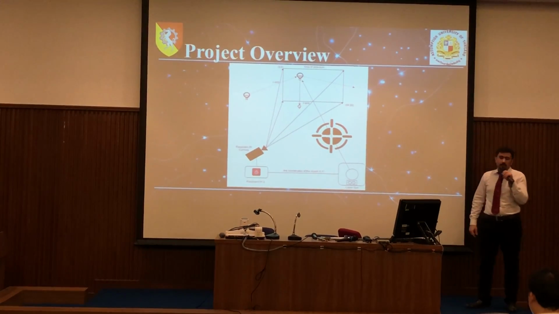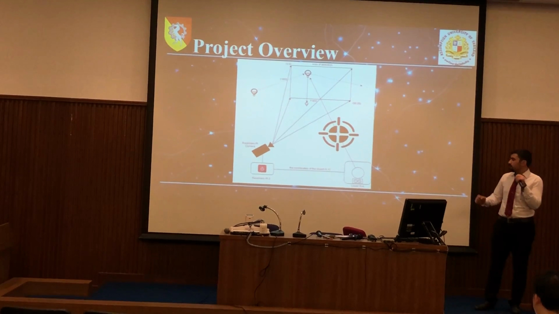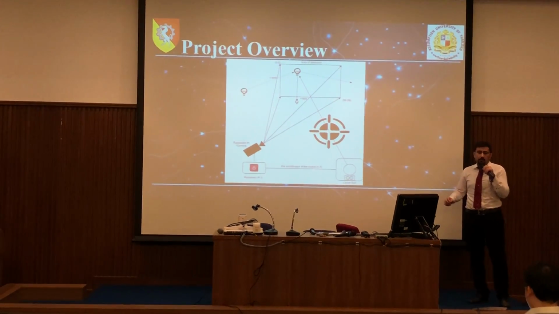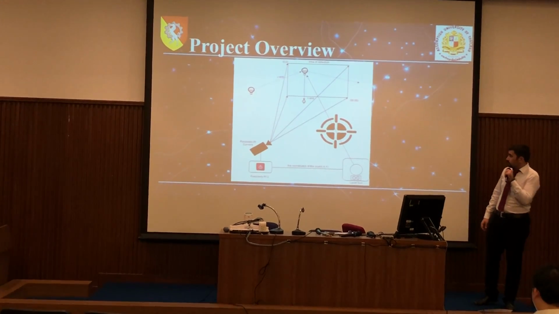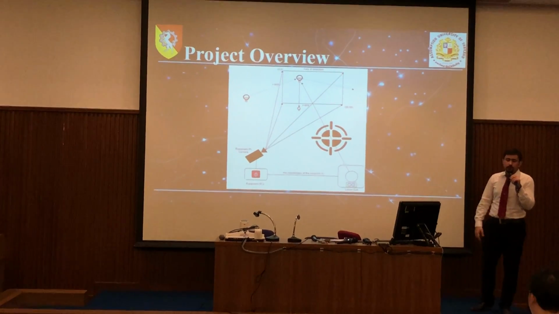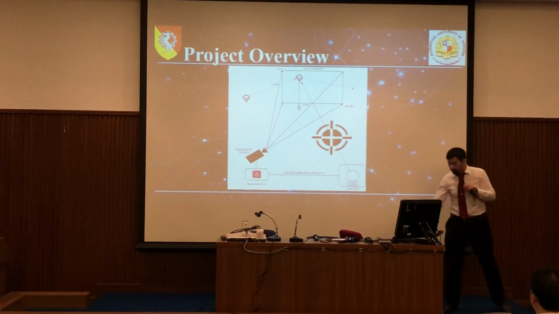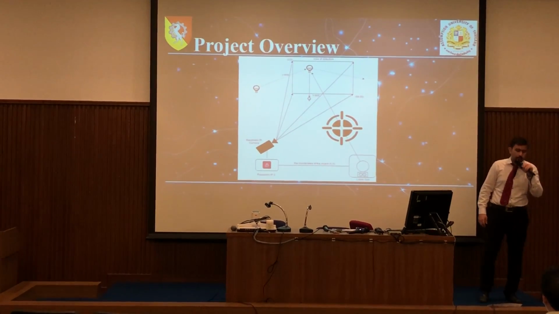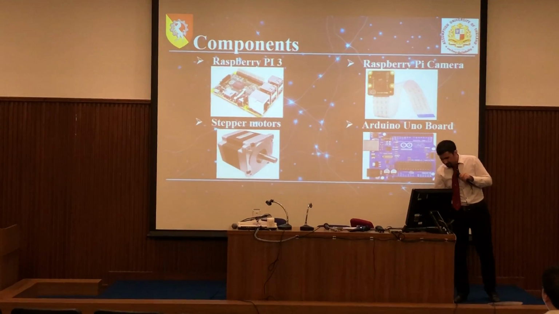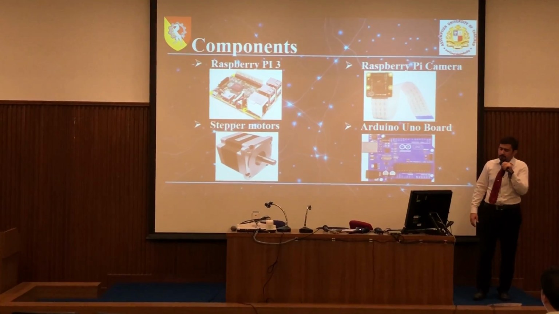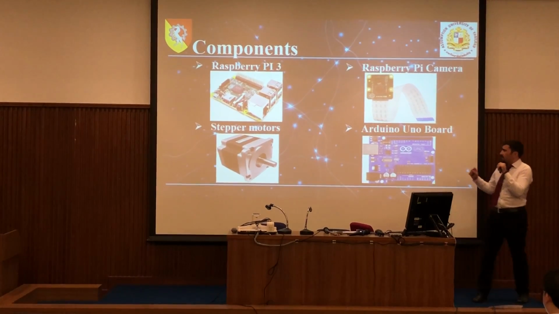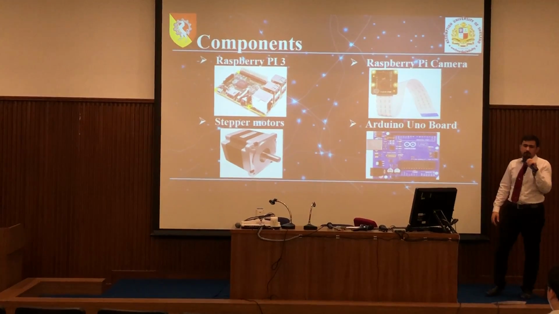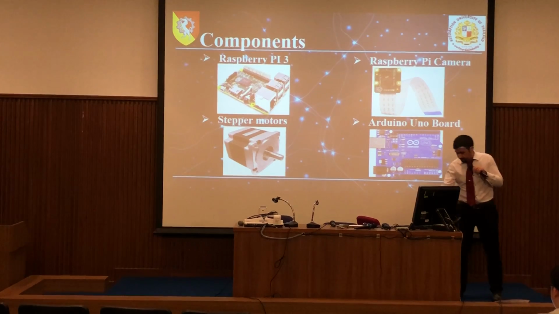And then it will send the coordinates to an Arduino Uno, which will drive the motors of the tracking machine toward that point and then shoot it. By shooting, I mean just blinking a laser on that point. These are the major components I'll be using: Raspberry Pi camera, Raspberry Pi 3 module, Arduino Uno, and stepper motors.